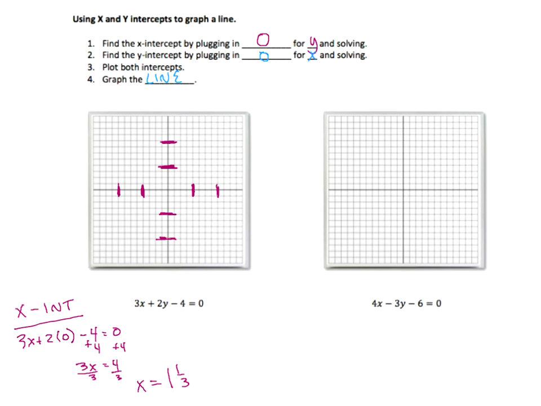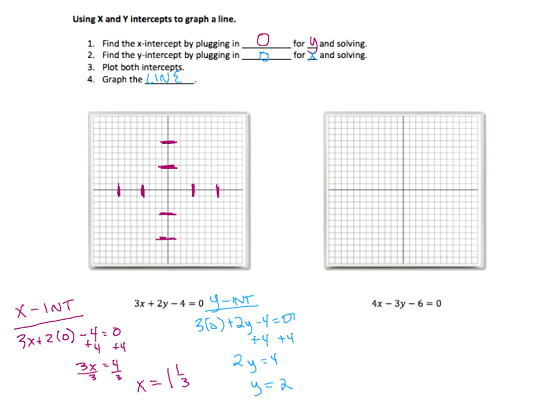All right, so, oh, I forgot to do my y-intercept. Let me go do that. That would make sense since we're graphing using x and y-intercept. So the y-intercept is what I get when I plug in 0 for x. 3 times 0 plus 2y minus 4 equals 0. Okay, so add 4 to both sides. 2y equals 4, divide by 2, and y equals 2.